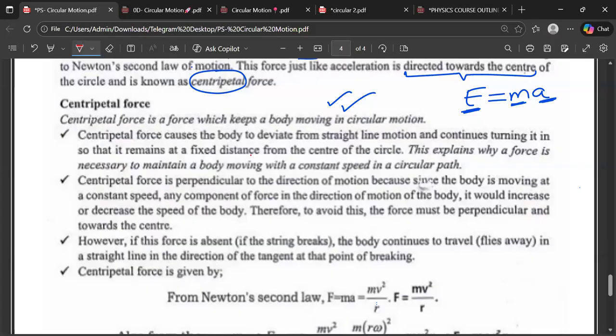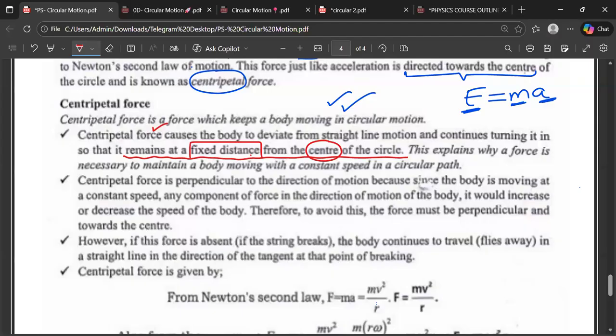They are saying centripetal force causes a body to deviate from a straight line and continues turning it. Since it's supposed to maintain circular motion, it will make the body deviate from all other kinds of motion. And they are saying so that it remains at a fixed distance from the center. I already told you that the center is our fixed point. And the fixed distance, they mean the radius, isn't it? Because radius is the same from the center up to all points of the circle.